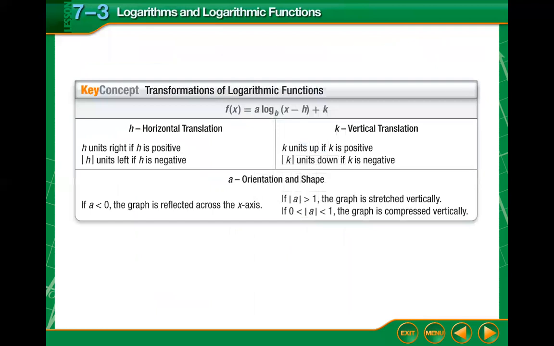We do have our transformations. A, H, and K are exactly the same: horizontal translation, vertical translation, and then orientation and shape. Exactly the same as they've been all year long. We do have B that just determines the shape of the graph, which we don't talk about as much. But if you still have, for some reason, not copied down this information, you need to go ahead and copy it down now. The only thing I would add here is that H is also going to be your vertical asymptote.